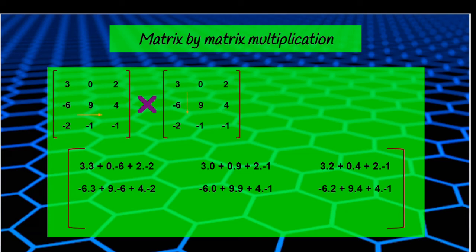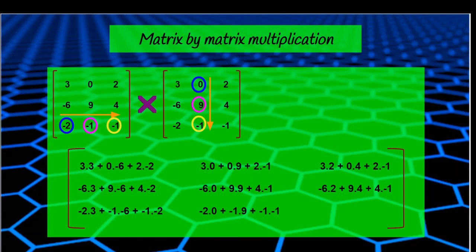Now we move to the third row of the multiplier and go back to the first column of the multiplicand. We take the first values and multiply them together. Then we take the second values, multiply them together. We take their third values, multiply them together, and add this up to place here. Still on the third row of the multiplier, we move to the second column of the multiplicand. We multiply their first values, multiply their second values, multiply their third value, and add them up to place here.